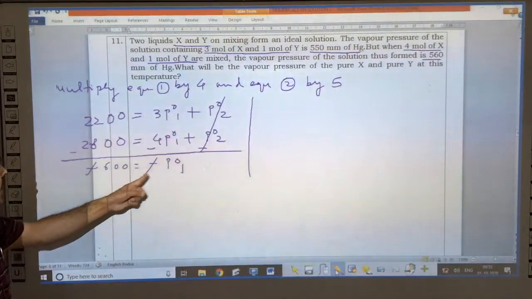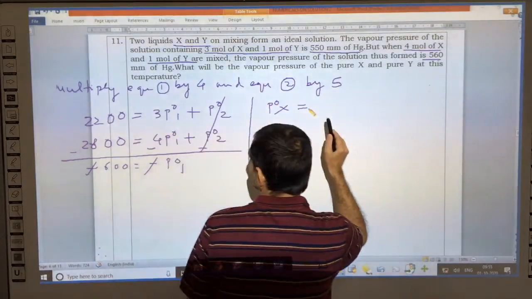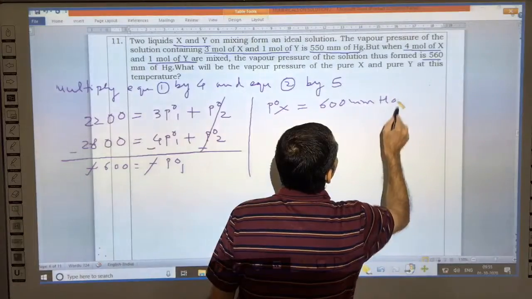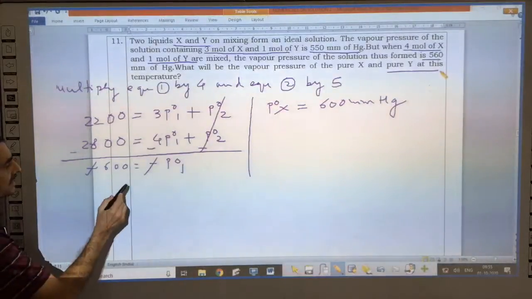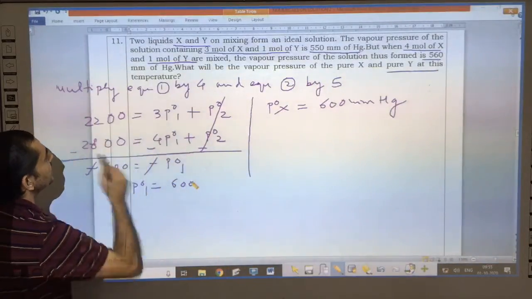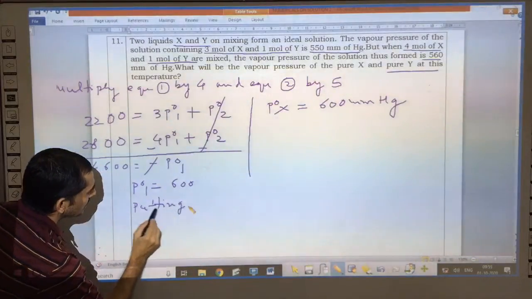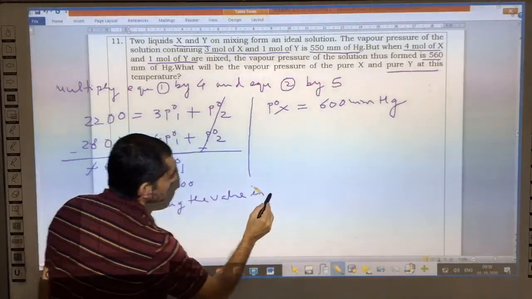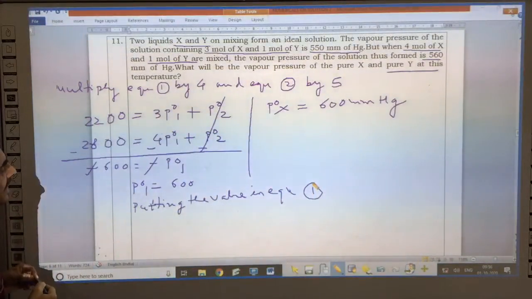We have got P01, the pure vapor pressure of X, equal to 600 mmHg. Now one part is left, of Y. You can calculate Y. Putting the value P01 equal to 600 in any equation, putting the value in equation 1. Where is equation 1? This is equation 1. You put the value of P01 here.